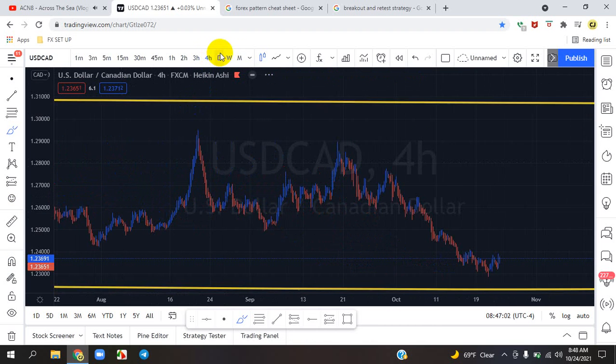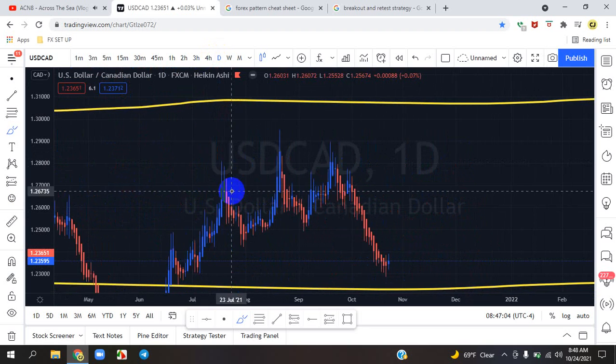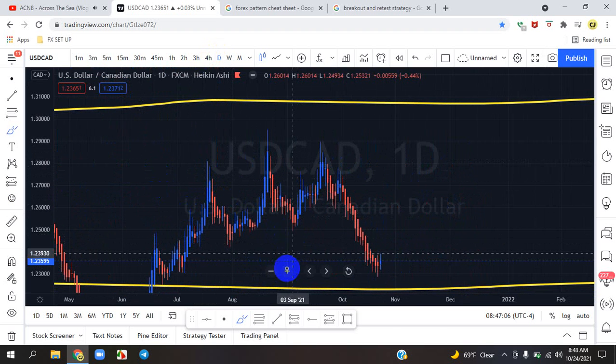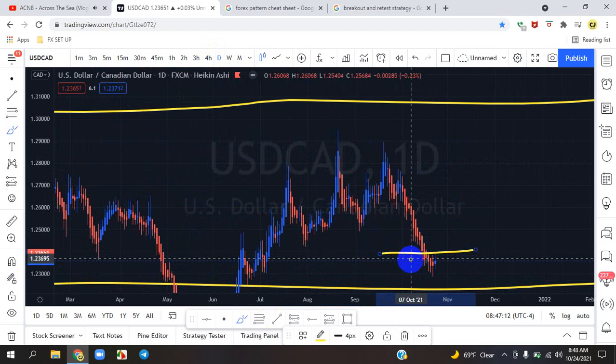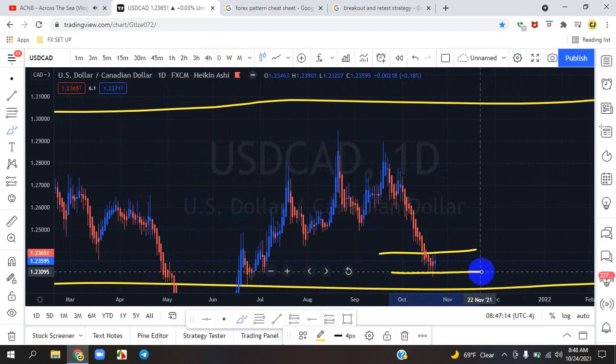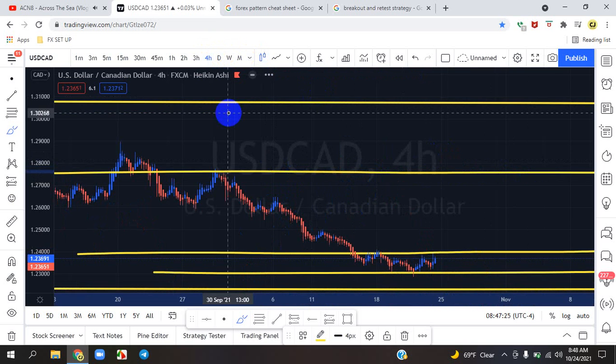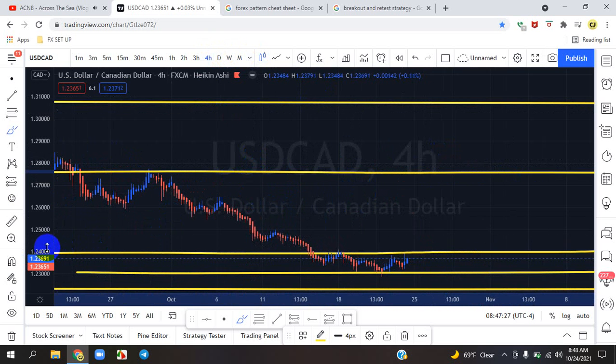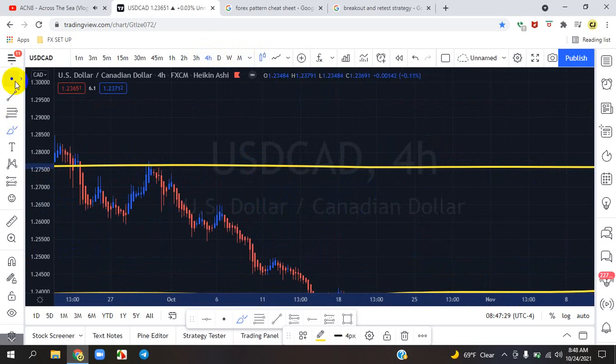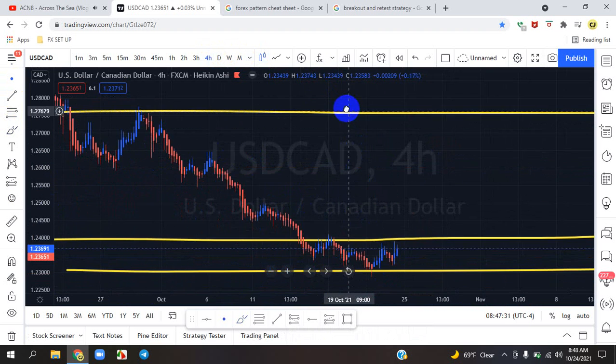So let me go back to the daily. I want to mark this up a little more. I want to put this area into a consolidation. I'm going to grab these highs. Now let's work down the time frame, see what's going on. Head down to the 4. Now we can see the market consolidating a lot clearer on the 4-hour time frame.